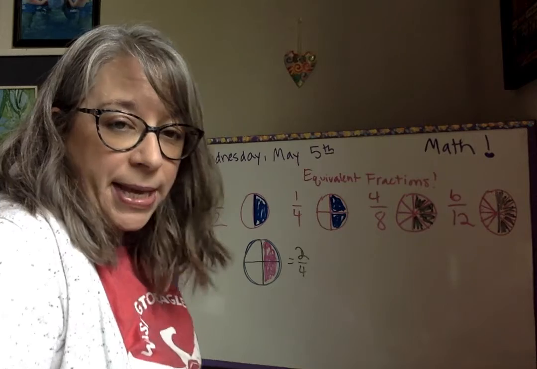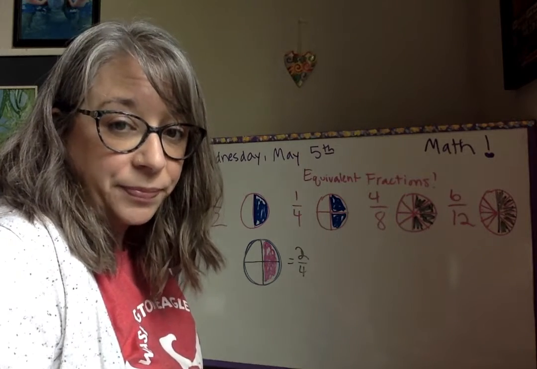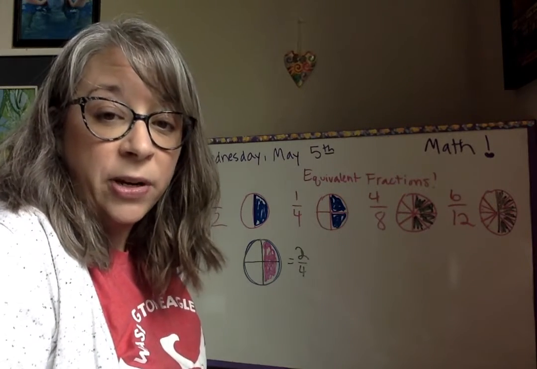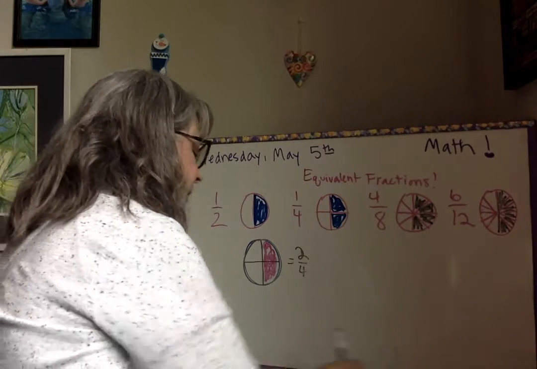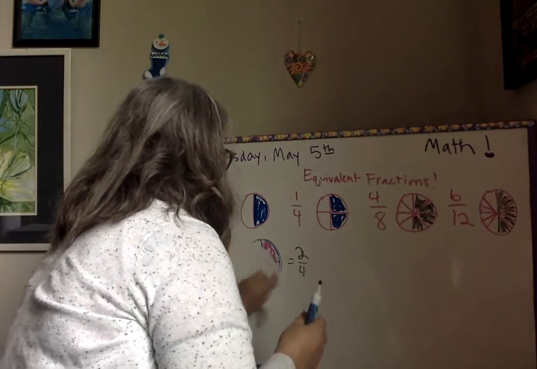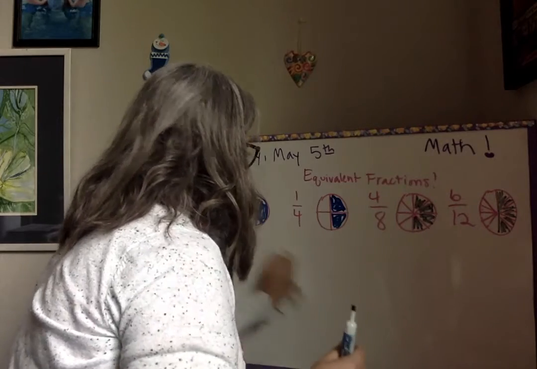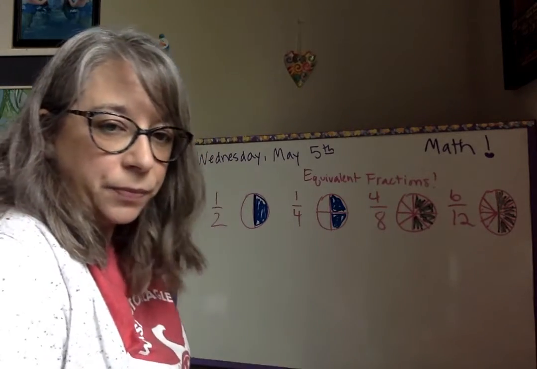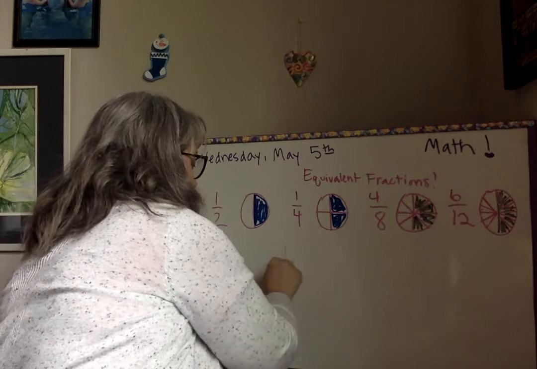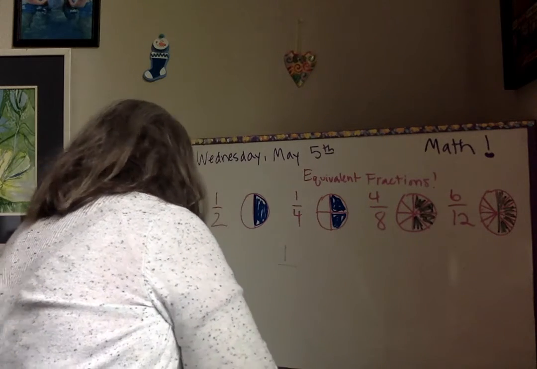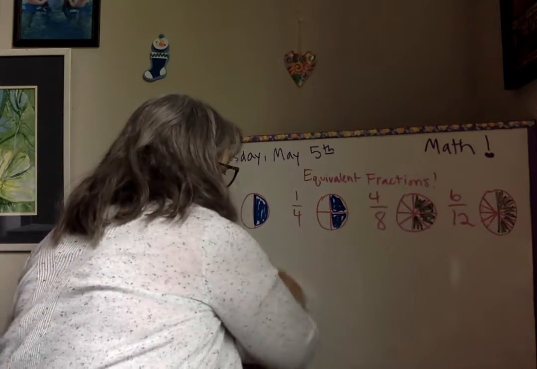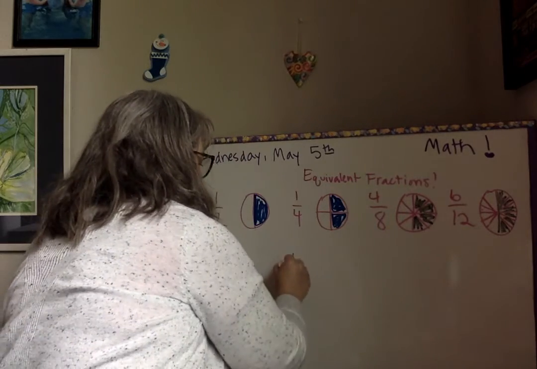Now, another way that we can get to equivalent fractions is by multiplying. So that's why it's very important that you know your multiplication. All right, we're just going to jump into it. Okay, so we have 1/2. That black pen is not working very well. So let's make an equivalent fraction for 1/2.